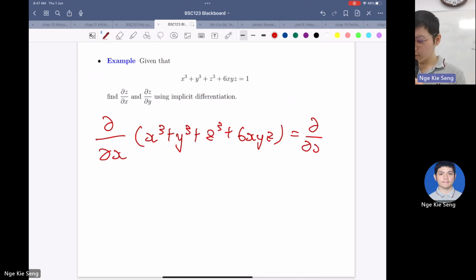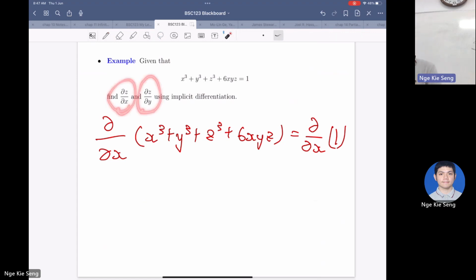Okay, so what we are trying to do is extract del z over del x and del z over del y. This is what we want to extract. But you can see that this z here is in terms of x and y. The problem is we cannot just write z in terms of x and y because we have z cubed here.